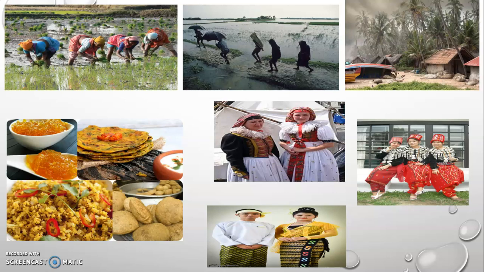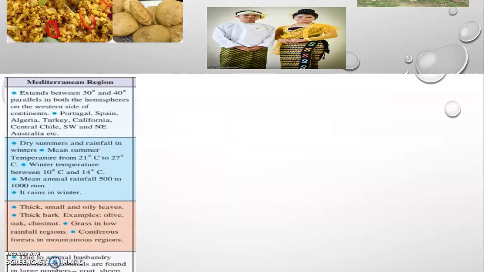For this, you have to read your textbook, page number 34, first part, monsoon region. It is very important. All these regions are very important. In the last session also I told you, this lesson is completely filled with objective-based and important questions based on natural regions. Okay. So moving ahead, the next region we will start is the Mediterranean region.